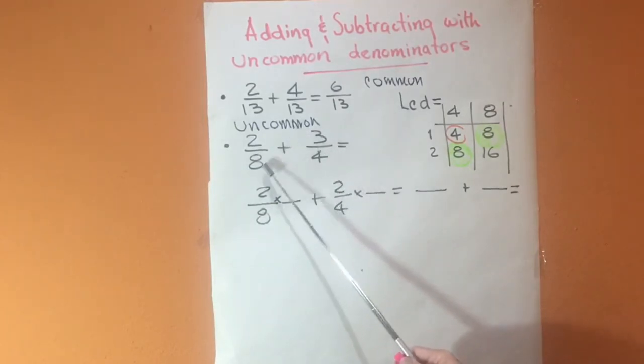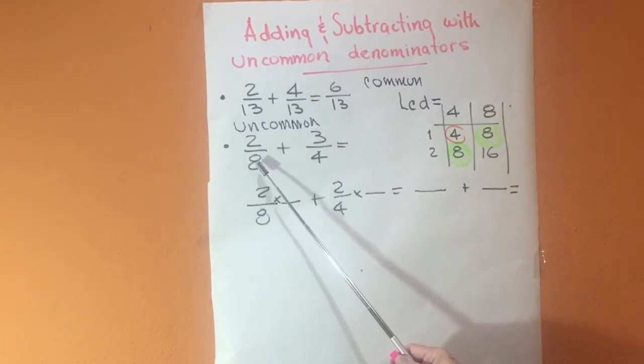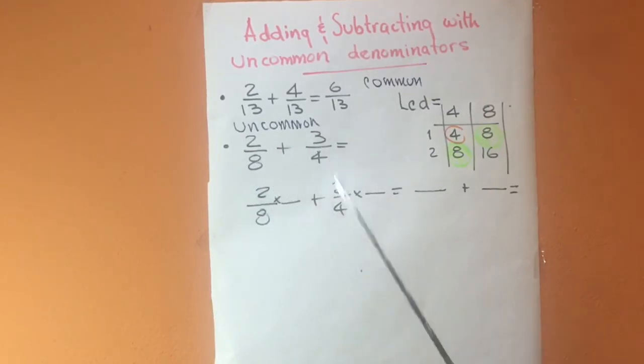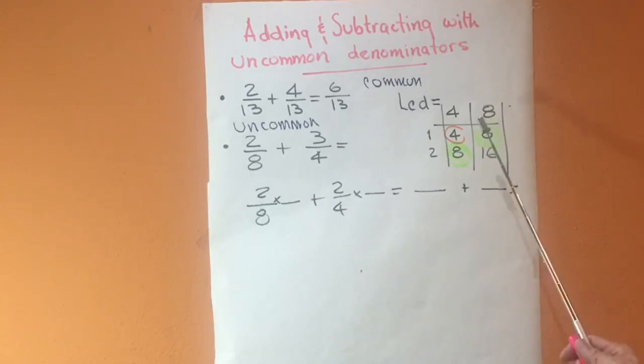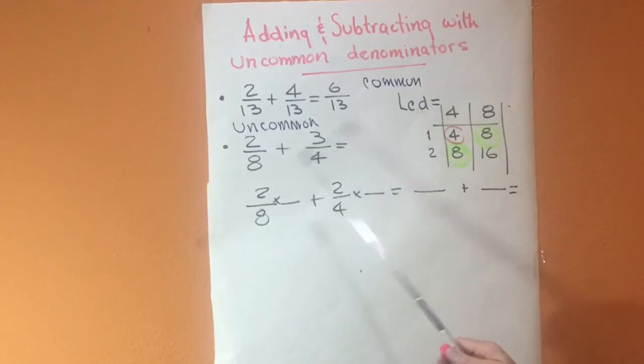El denominador común más chiquito que puede dividir exactamente a 8 y a 4. El mejor método, the best method is this one. I put these numbers, 4 and 8, and I then multiply.